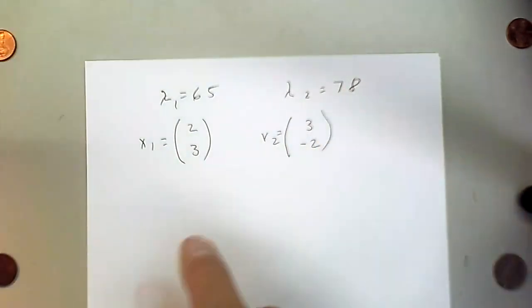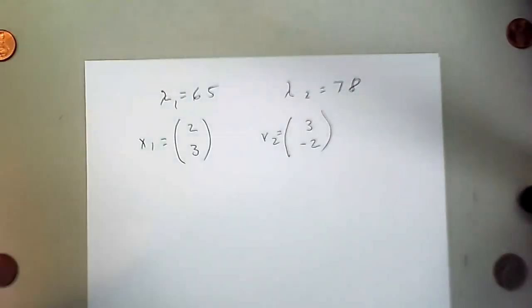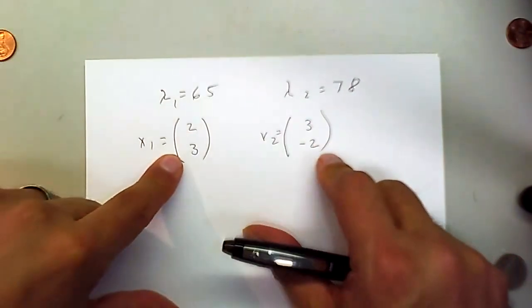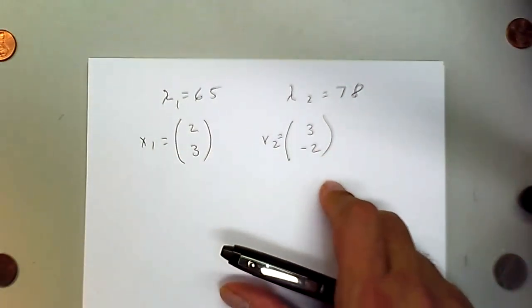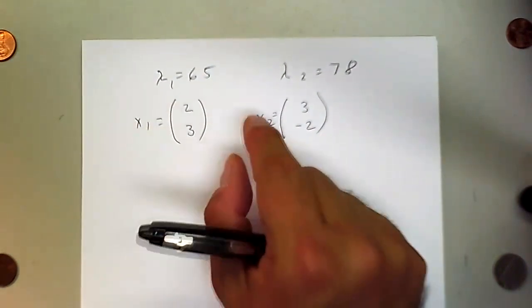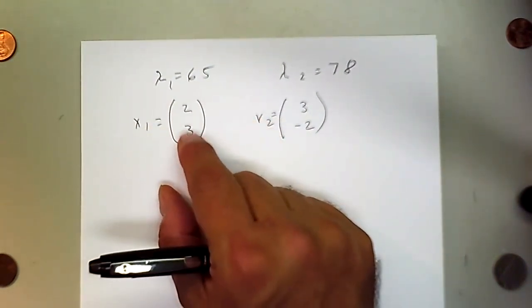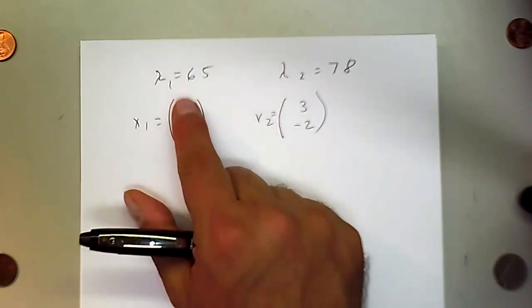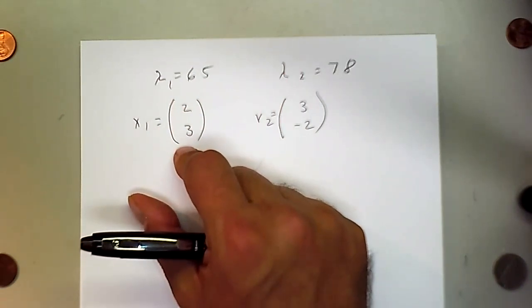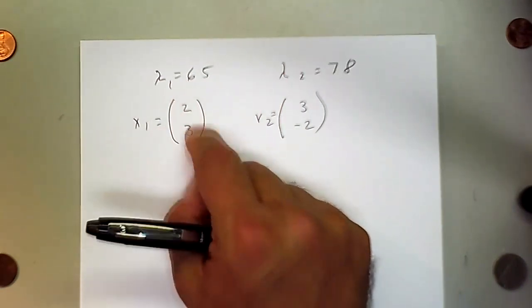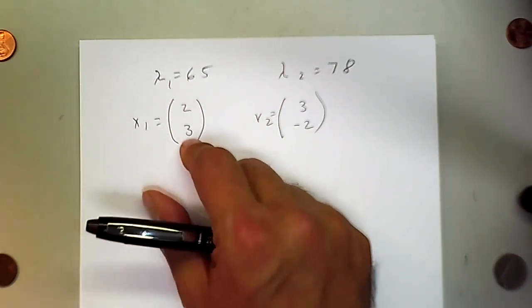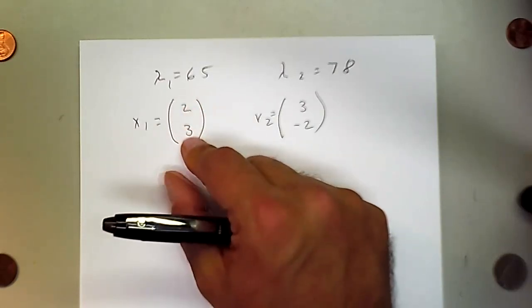Now, these eigenvectors are very, very special. They are orthogonal. This multiplied with this, with the dot product, is going to give us 0. But we want to do more than that. We want to make them normal. In other words, the length of this guy has to be 1. And remember how to do this? We divide by its length, because the length of this guy is not 1. Its length is the square root of 13, because 2 squared plus 3 squared equals 13.